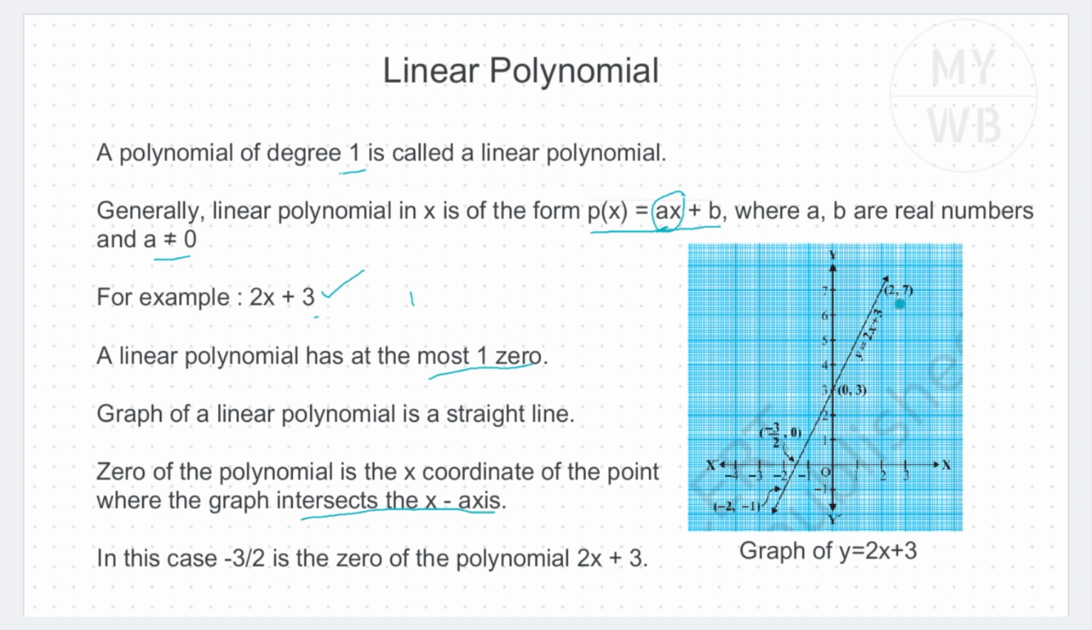So here this is the polynomial line. Where does it intersect the x-axis? Here. It's in between. This is the point where it intersects the x-axis. So it's between minus 1 and minus 2. So it is nothing but minus 1.5 or minus 3 by 2. That is the zero of the polynomial 2x plus 3. So this is all about linear polynomial.